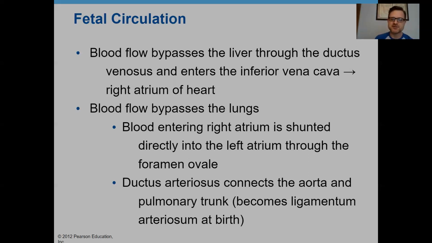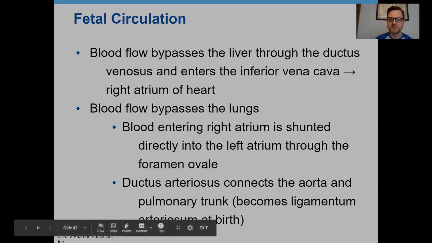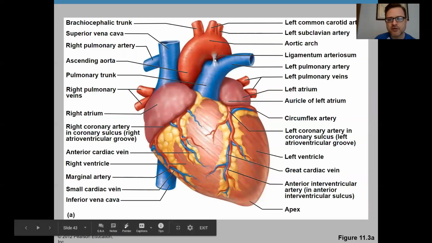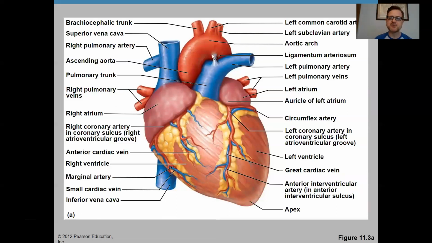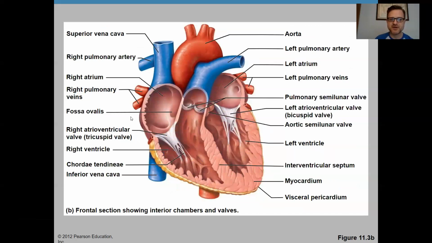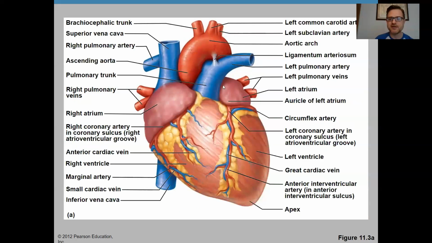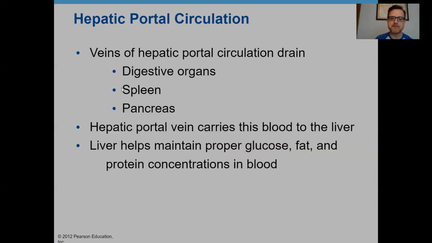The ductus arteriosus was the shunt that connected the aorta and the pulmonary artery, and it becomes the ligamentum arteriosum right here. In a fetus, this is a little tunnel, a little shunt, where blood goes from the pulmonary trunk to the aorta and bypasses the lungs entirely. Okay, so the remnants of those are the fossa ovalis, this thing right here, and the ligamentum arteriosum, this ligament right here. Okay, so hepatic portal circulation.